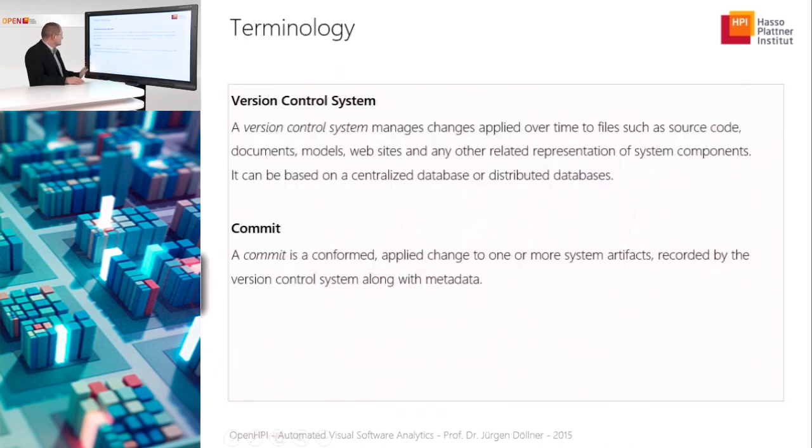Let's see some terminology. Version control system, once again, manages changes applied over time to files such as source code and any other documents, models, websites, and any other related representation of system components. It can be based on a centralized database or distributed database. A commit is a conformed applied change to one or more system artifacts recorded by the version control system along with metadata.